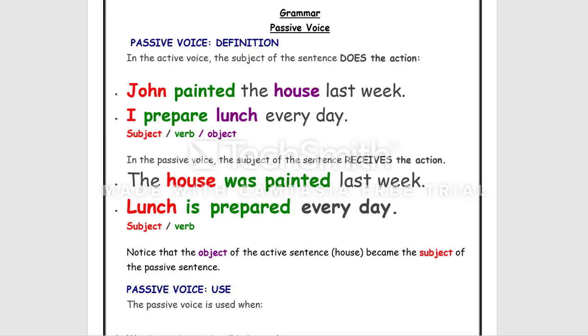The third step, put the main verb in the past participle form. So you have to revise the irregular verbs table. So these are the three steps to change an active voice sentence to passive voice sentence.